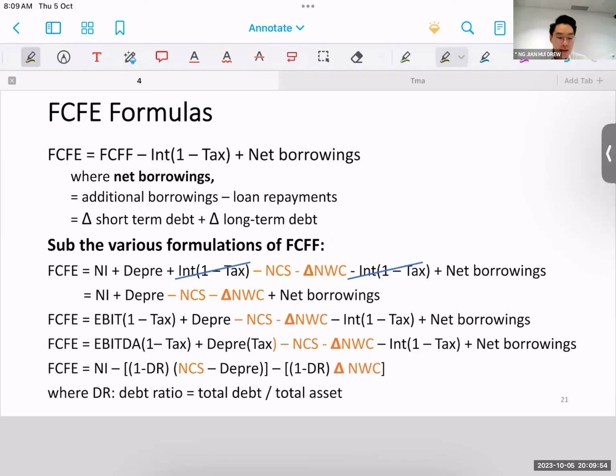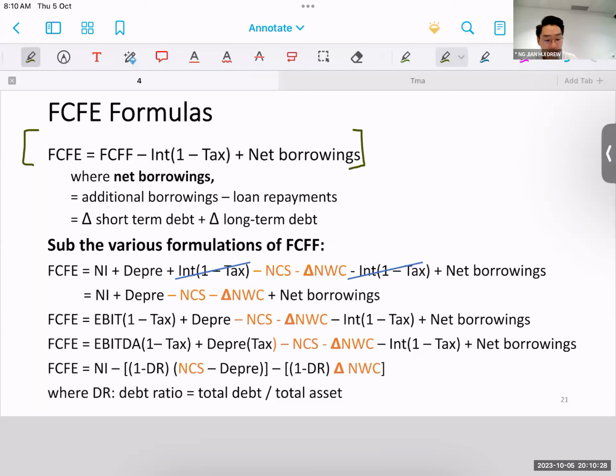Again, this is like a summary slide, which you can refer to whenever you're doing your project or your exam. First of all, I want to show you the relationship between the FCFE and FCFF, and it is given here, right? So how do you convert between FCFE and FCFF? Basically, FCFE is just FCFF minus the interest times 1 minus tax plus net borrowings.